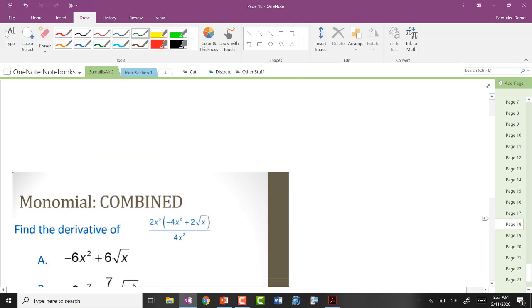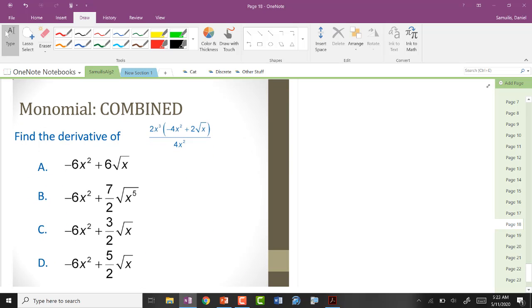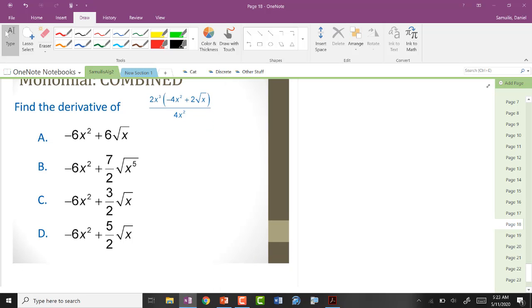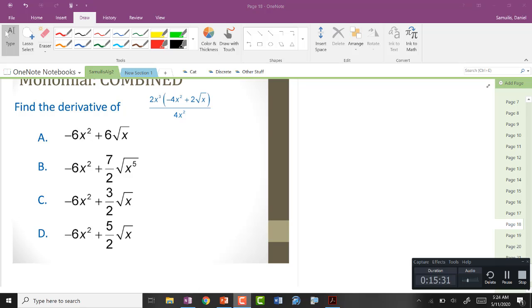Combining it, I would probably distribute first and then divide by the monomial term. Once again, this is a multiple choice. If you want to pause it, make sure you get the correct answer, and then come back and check it against mine. So pause it.